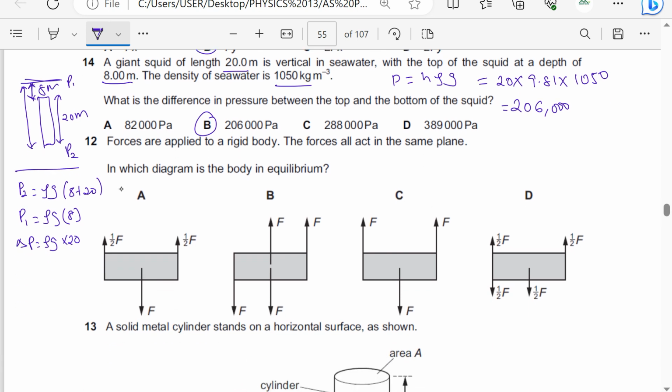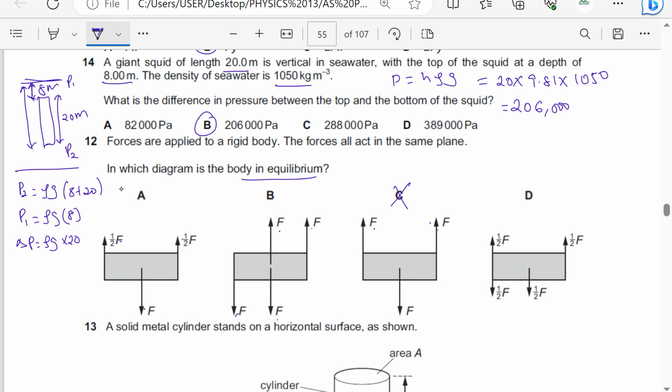Forces are applied to a rigid body. The forces all act in the same plane. In which diagram is the body in equilibrium? First of all, in equilibrium, there should be no resultant force. We can begin with that. Here, there is no resultant force. Here, there is a resultant force upwards, so that is not in equilibrium. Here, there is no resultant force. Now, we have finished checking the resultant force and we have eliminated C.